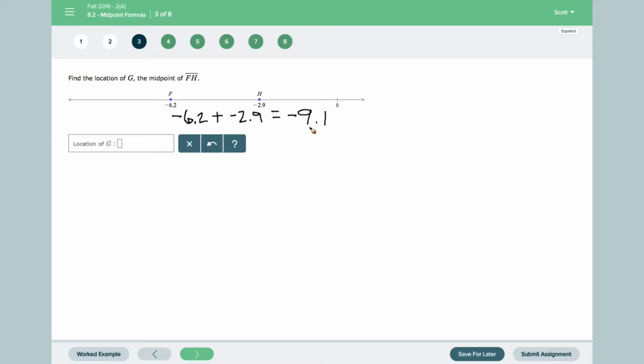And then we're going to divide that by 2, and we get -4.55. So that's my midpoint right there. -4.55.